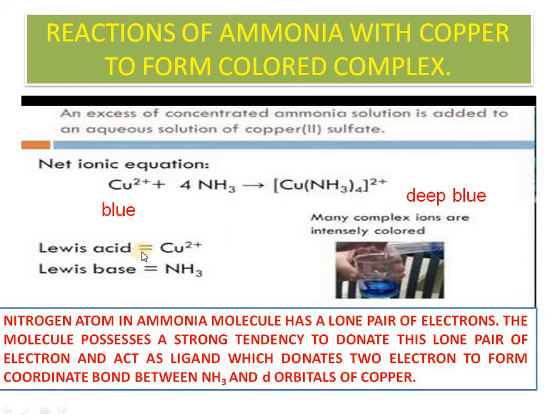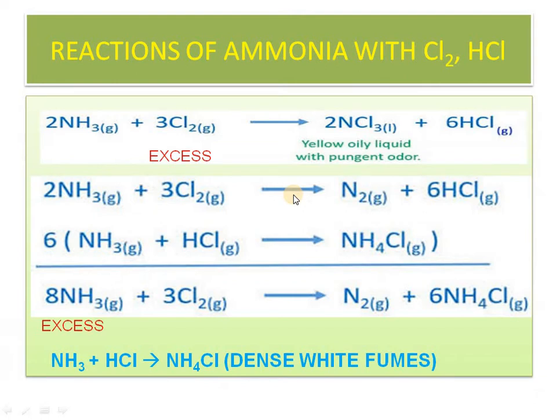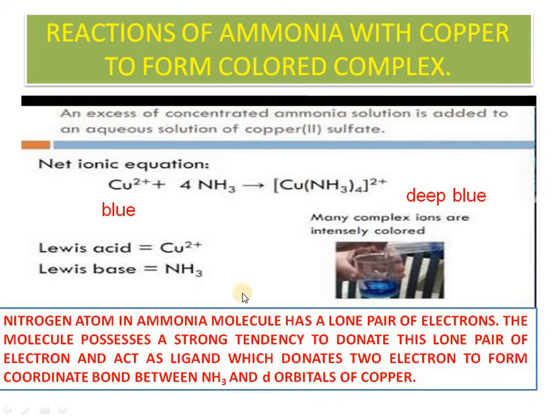How is it formed? Ammonia is a ligand here. A ligand is a lone pair donor. The lone pair donor forms which bond? A coordinate bond with the central metal atom. Which is the central metal atom? Copper. These are small things, and you will study more in the chapter on complex compounds or coordination chemistry.